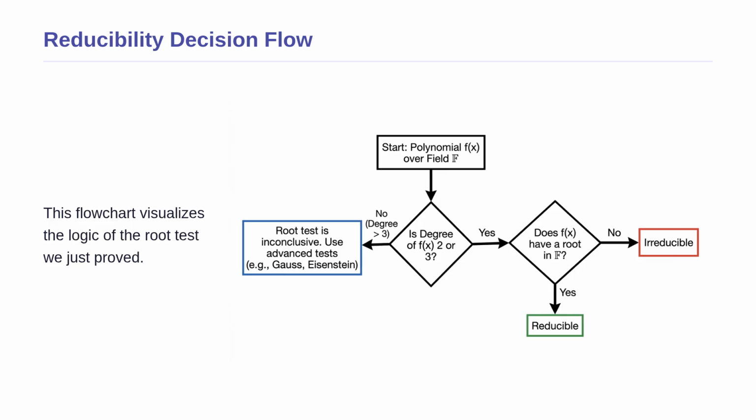So, we have proven that the root test holds. This brings us to a visual summary of our decision process. Look at this flowchart. When you are handed a polynomial, your very first check is its degree. If the degree is 2 or 3, you follow the yes path to the root test. If you find a root, it is reducible. If you do not, it is irreducible. It is a perfect closed logical loop. But notice what happens if the degree is 4 or higher. The root test becomes inconclusive and we must rely on more advanced mathematical tools.